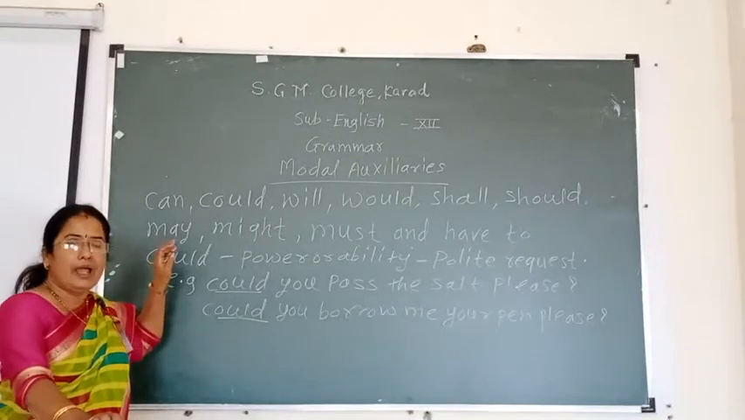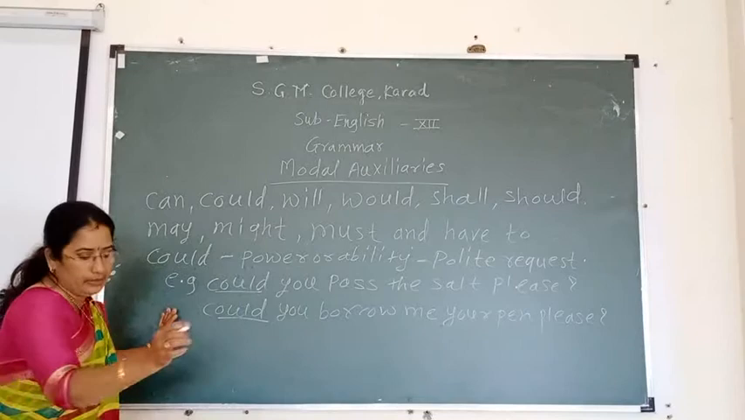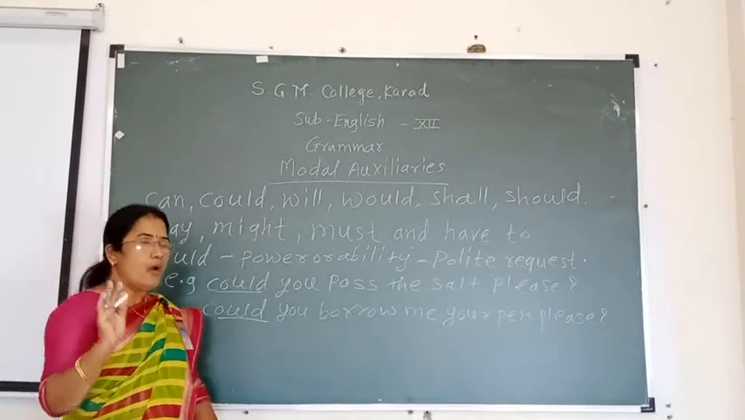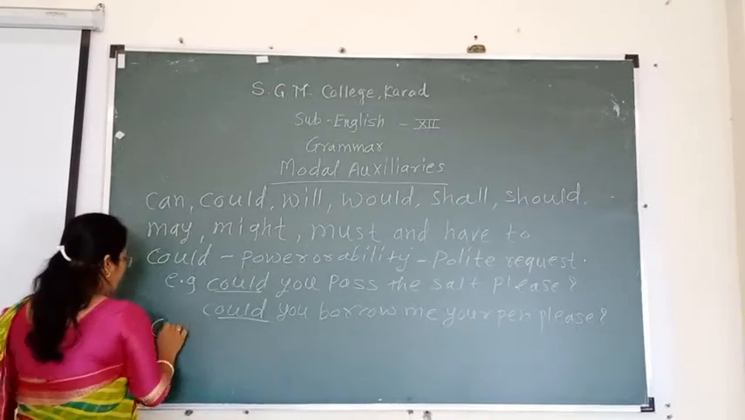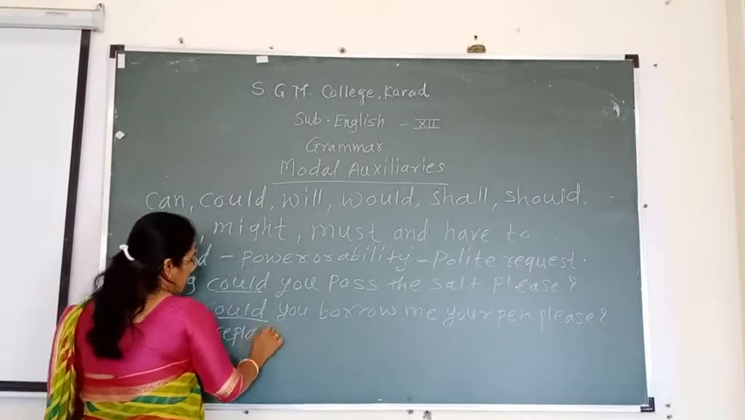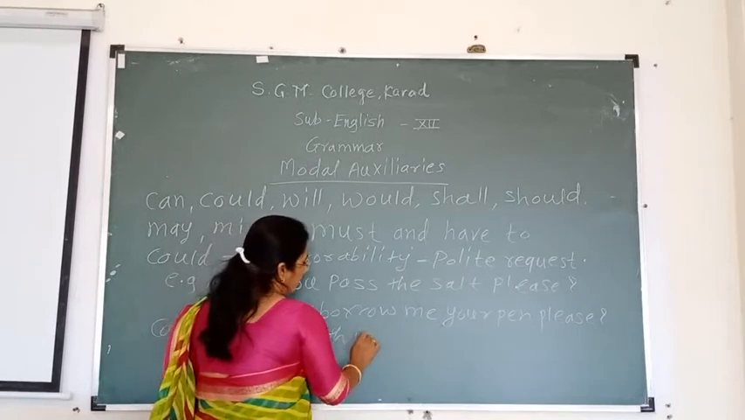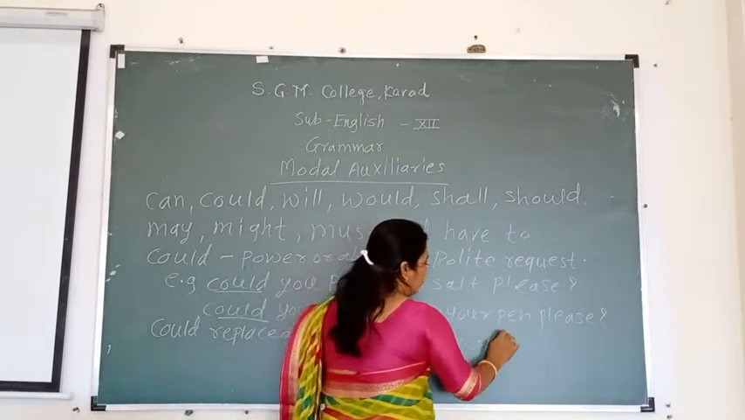Could is the past tense of can, so it is also used in place of was able to or were able to.